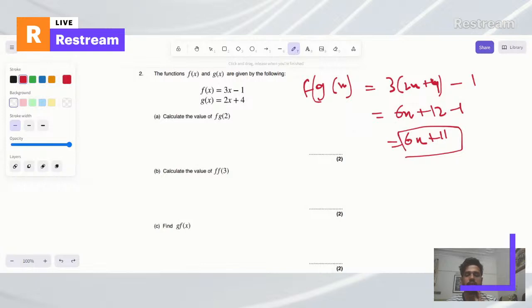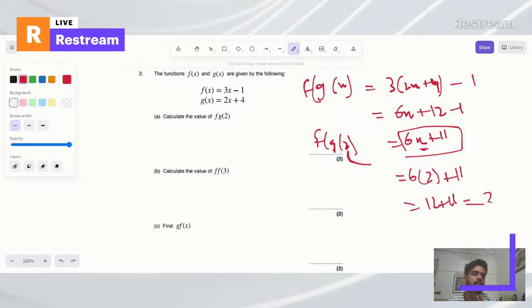So in this equation, we're going to write down fg2, right? So now instead of x, we're going to write 2 over here. So 6 times 2 plus 11. Okay, so the final answer would be 12 plus 11, and the value would be 23, right? So I hope everyone's clear with that.